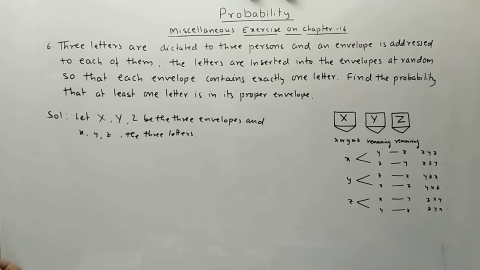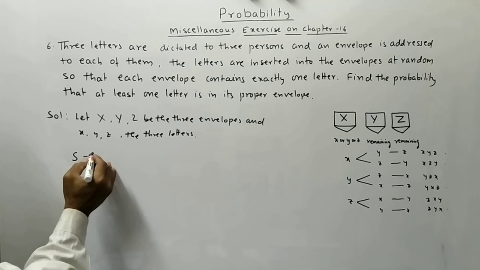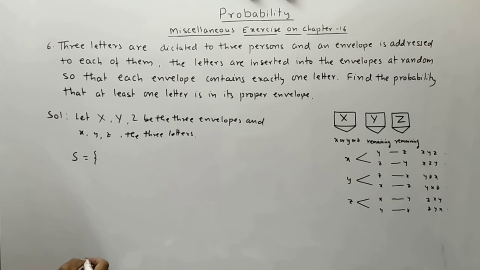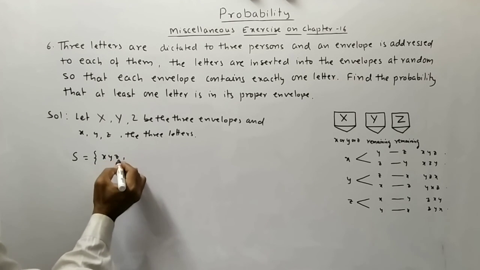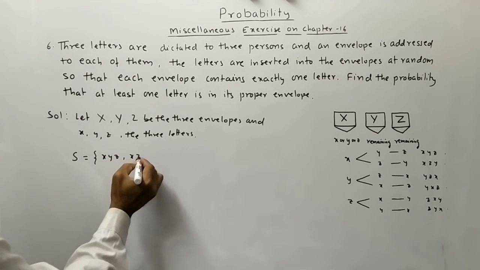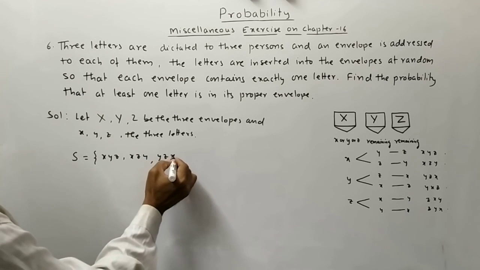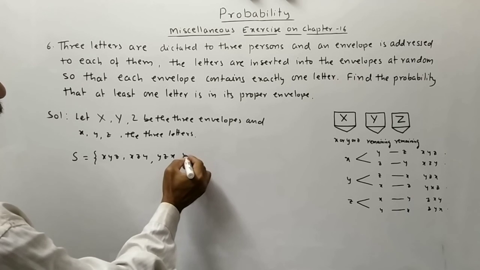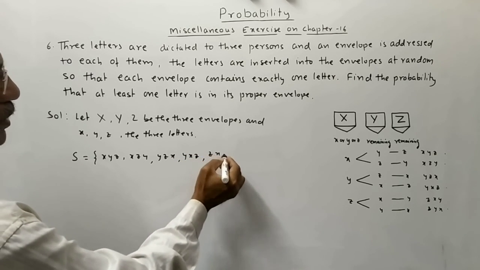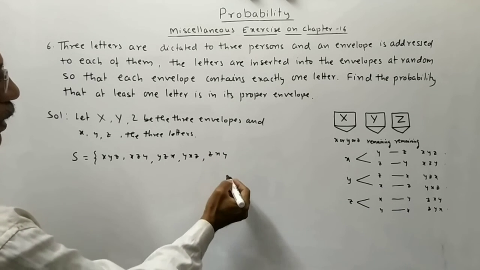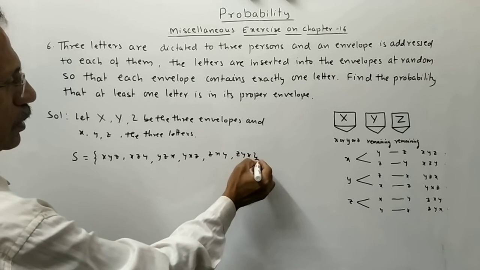Therefore, sample space S is equal to the set with elements xyz, xzy, yzx, yxz, zxy, zyx.